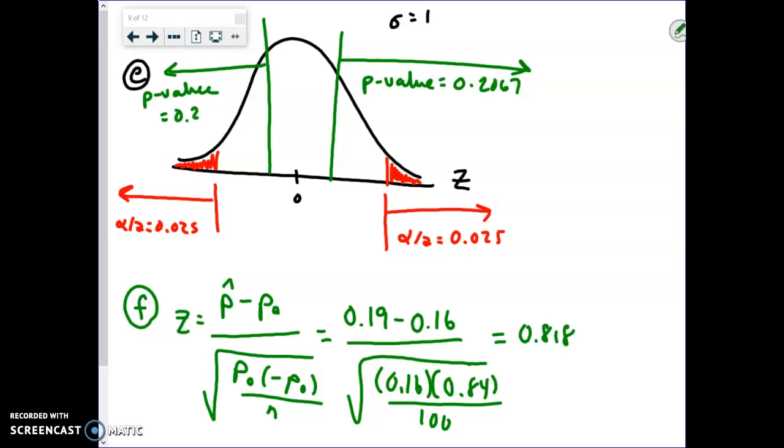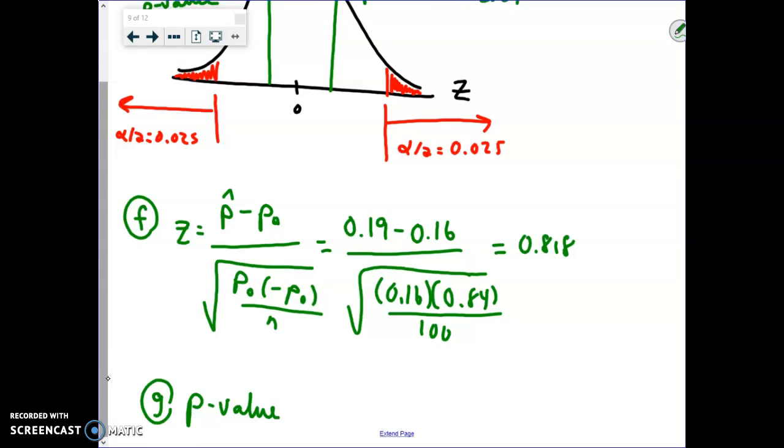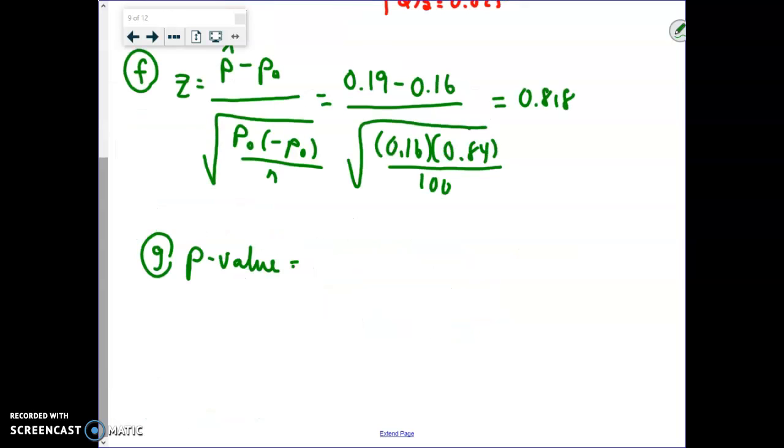Again, this is only, ladies and gentlemen, on a two-tailed test that you have to account for the p-value on both sides. So basically you need to take 0.2067 plus 0.2067, or ladies and gentlemen, just take it times 2. 2 times 0.2067, and that p-value is 0.4134. Okay, pretty large p-value.